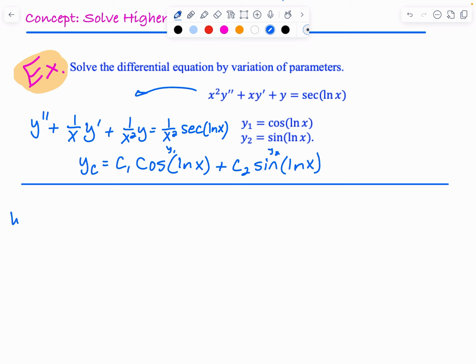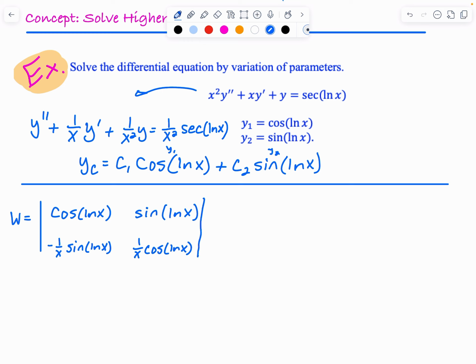So the Wronskian will be, okay, our solutions. The first one is cosine of ln of x. And then the derivative of this: cosine is going to be a negative sine, and then the derivative of ln of x is 1 over x. So I get negative 1 over x sine ln of x. For y2, I have sine of ln of x. This is the same, except I don't get the negative because that doesn't produce a negative.